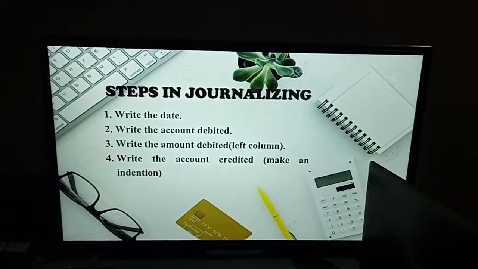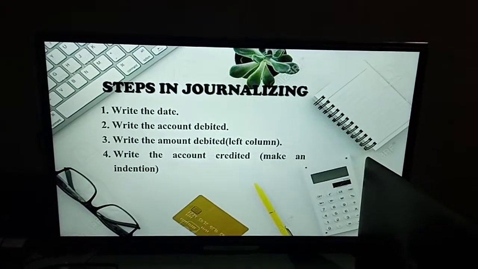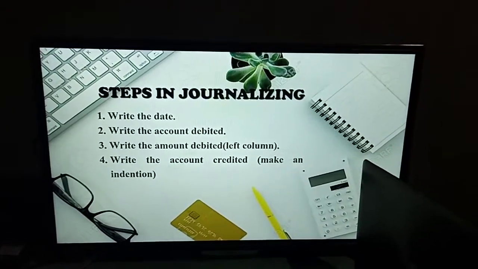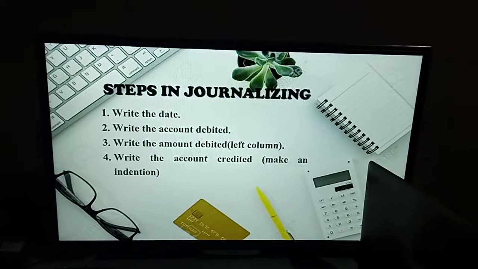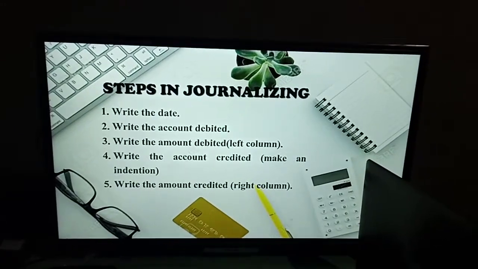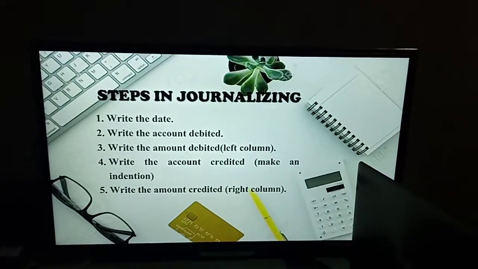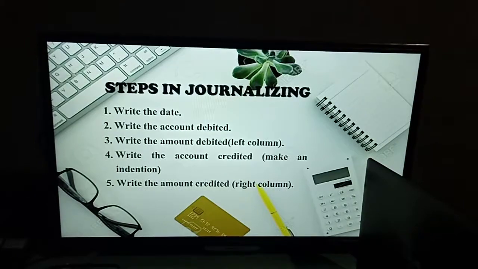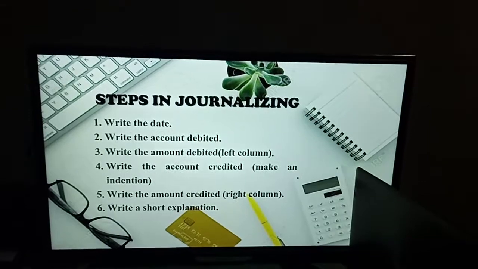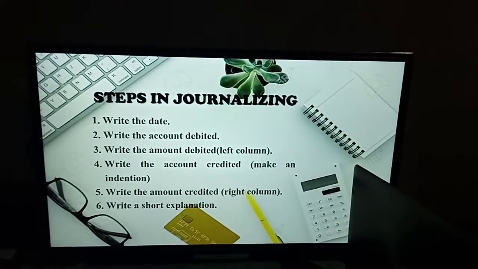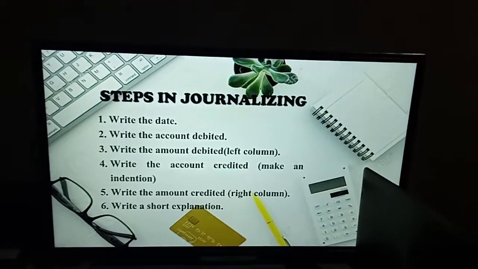When you write the account credited, these are those that come out from the business. Examples are cash given away to acquire an asset. It also includes payments for expenses. Next, number 5. Write the amount credited in the right column. The amount credited must have a corresponding amount in line with its account in the right column. Then last, you need to write a short explanation. This explanation is a brief description of the transaction that is happening.